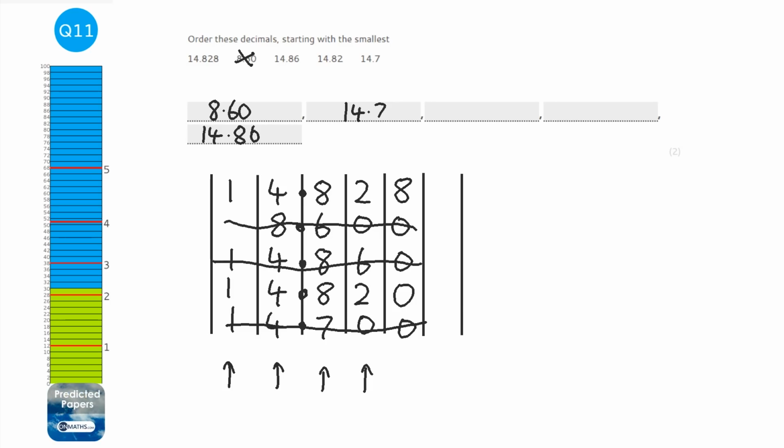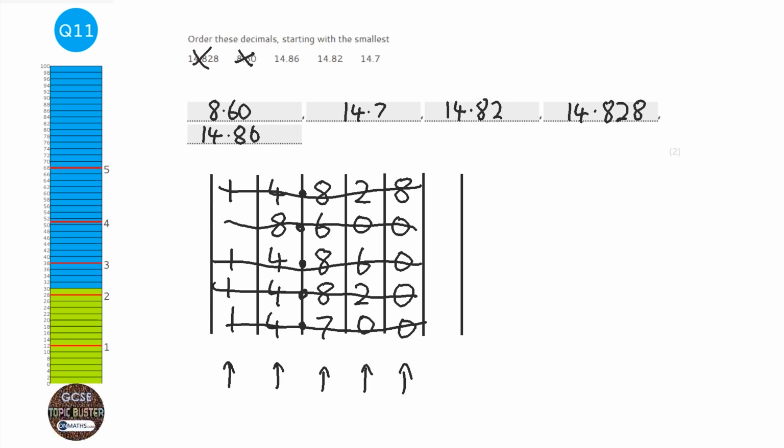And we've just got to work out what the smaller of these remaining 2 are. Well, let's move on a column. And you can see here that 14.82 is the smallest or smaller of the 2. And so that leaves the 14.828 in that position.